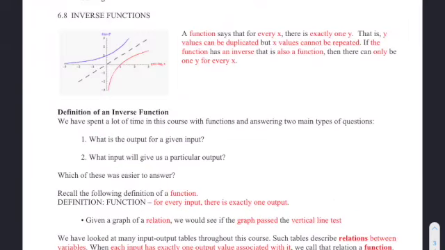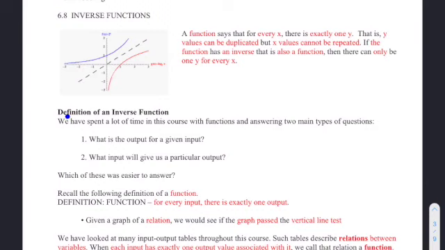Hi everyone, today we are going to discuss 6.8 inverse functions. A function says that for every x, there is exactly one y. That is, a y value can be duplicated, but an x value cannot be duplicated. If the function has an inverse that is also a function, then there can only be one y for every x.